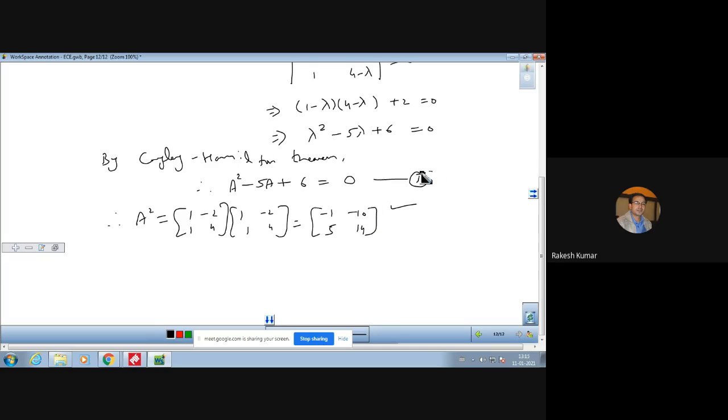Name it as equation number 1. So therefore A square minus 5A plus 6 should be 0. Zero means a null matrix should come. So substitute the value of A square. This is your A square, and 5A, put the value of A, plus 6. If 6 is there, then 6 into I should be there, because a constant alone will not work; along with constants we have to take the identity matrix. So in matrix form it comes like this.